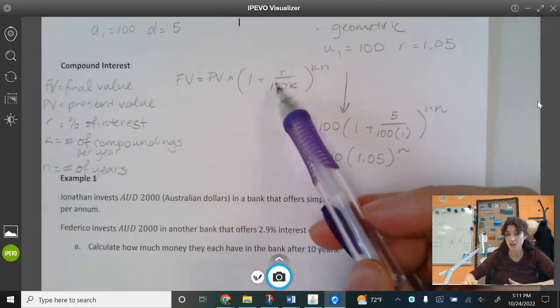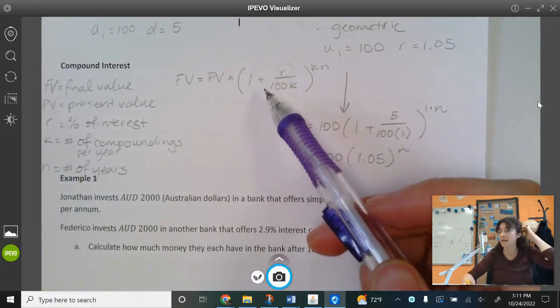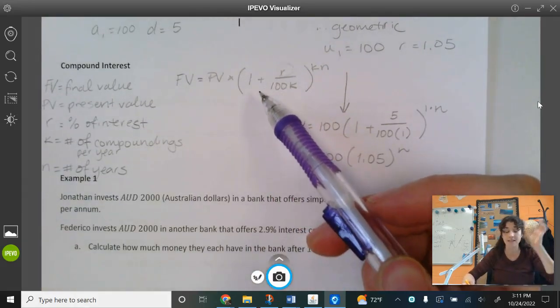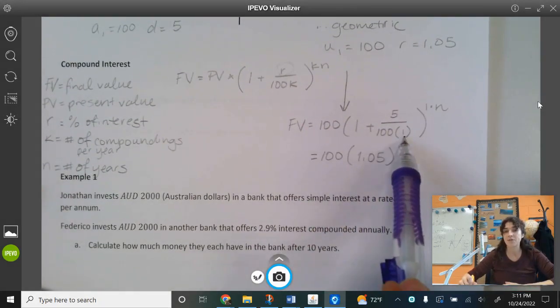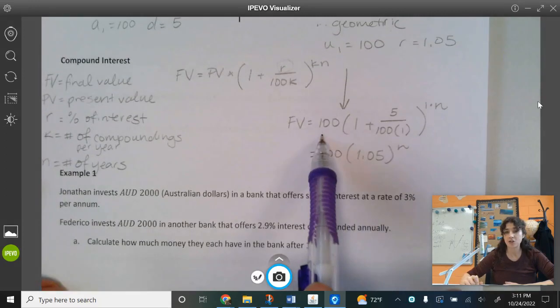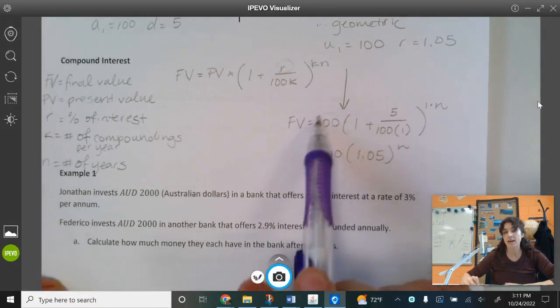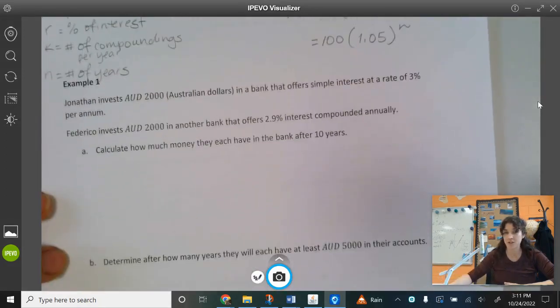Things to keep in mind: R does not get converted into decimal right away. It stays as that percentage. And K is that number of compoundings. Initial value here, just make sure you know what that value means when you set that notation.